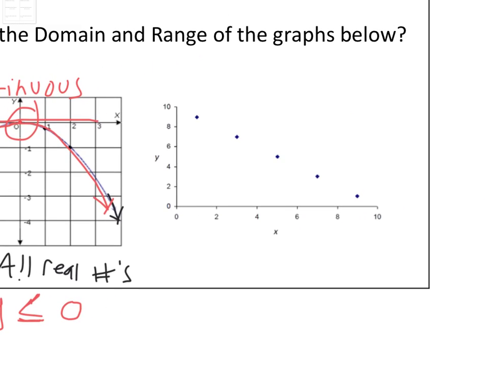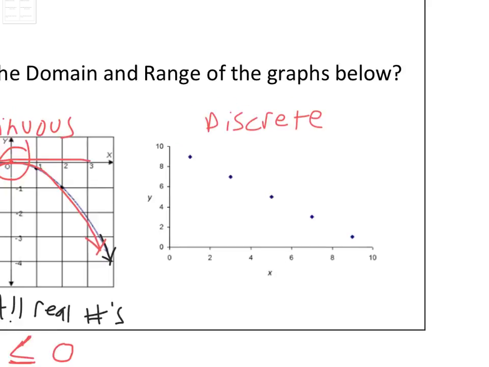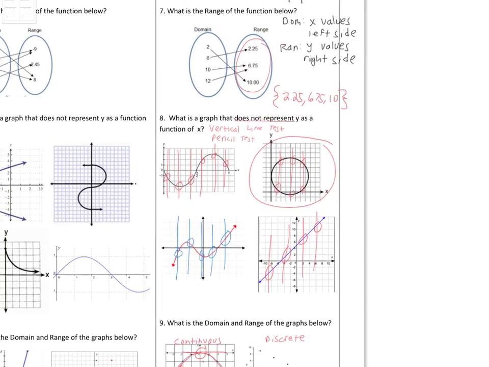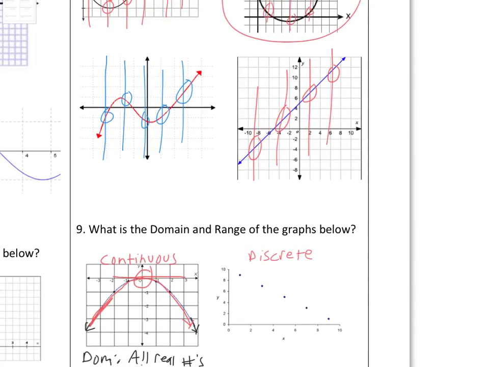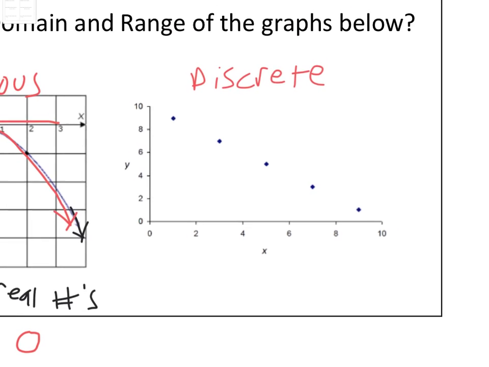All right, good. And then now this graph here, this is what's called a discrete graph. Discrete. Okay. That means that you just have coordinates that are not connected by a line or a parabola or anything like that. They're just coordinates. Okay. So this one is going to be kind of like number 7, how you list your domain and range just as in parentheses the numbers.